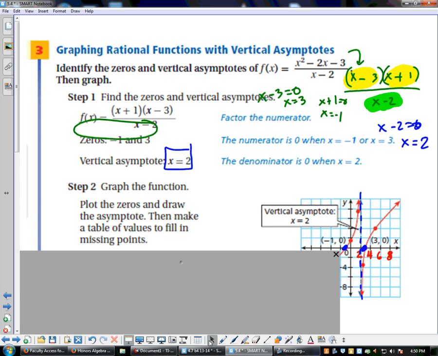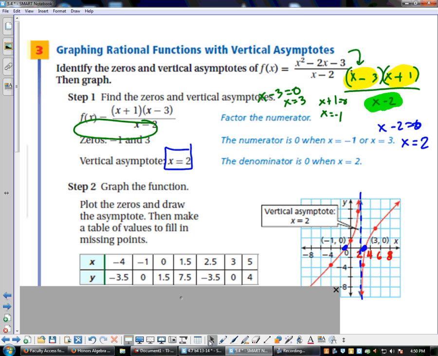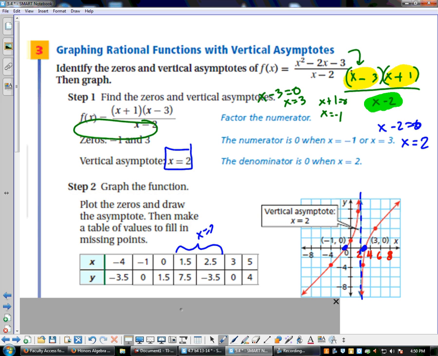And so I would like you to attach a piece of graph paper or something to your video notes so you can draw this in. And then here are some of the points that we could find and plot. So negative 4 goes to negative 3.5, negative 1 goes to 0, 0 goes to 1.5, and so on. Notice they're trying to get a couple additional values very close to x equals 2. So I'll say near x equals 2. So one that's just to the left of it and one that's just to the right of it to see what's happening right up close to this vertical asymptote.